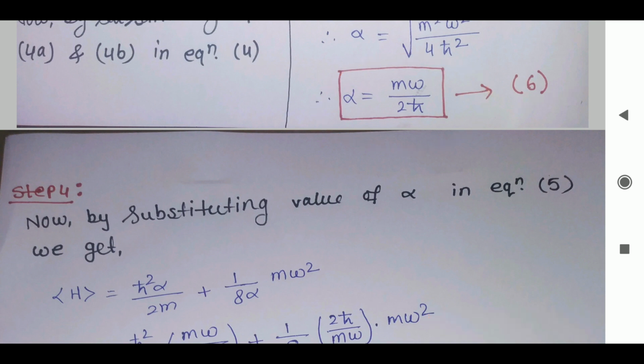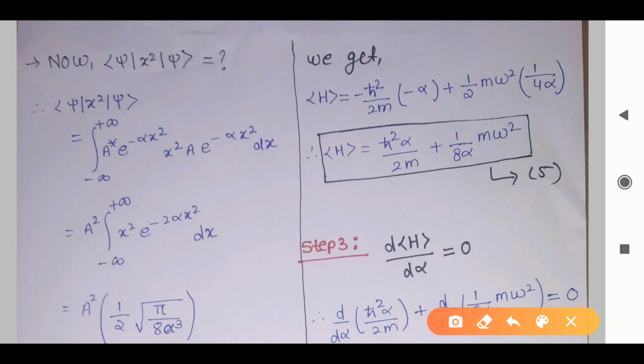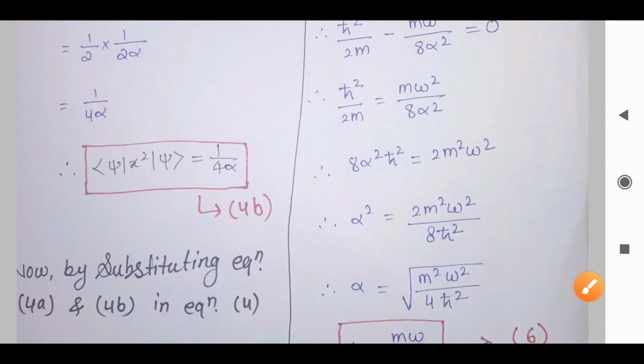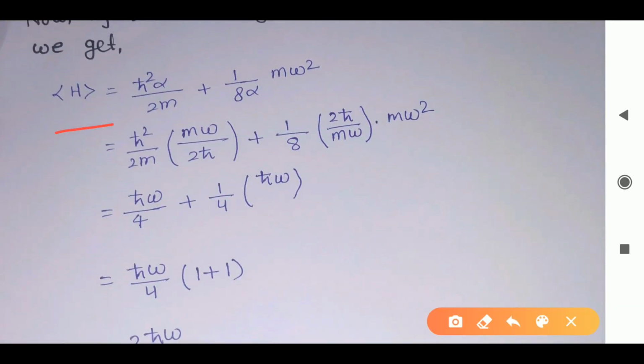Once we have got the value of alpha, we have to put this value of alpha in equation number 5. So after substituting this value in equation number 5, what will we get? See, earlier our equation of Hamiltonian was this. When we put the value of alpha, we will get the corresponding terms, m as it is. I have written the alpha value, I have written here 1 upon 8, and here 1 upon alpha is there, na?